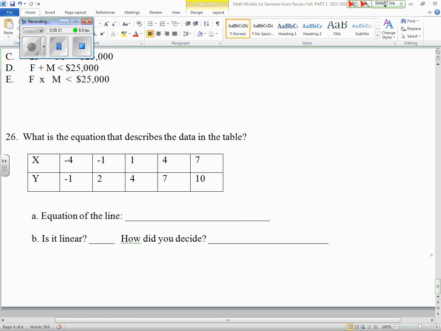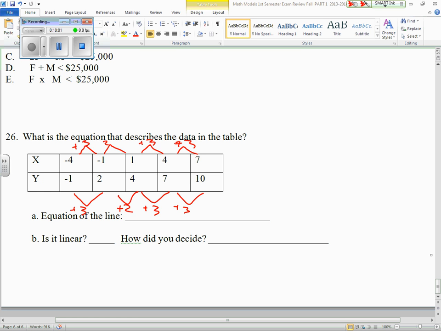What's the equation that describes the data in the table? What's the equation of the line? If this was random data, you could put it in the calculator and you still could, but we probably have something constant that increases by 3, increases by 2, increases by 3, increases by 3. Down here, it increased by 3, increased by 2, increased by 3, increased by 3.